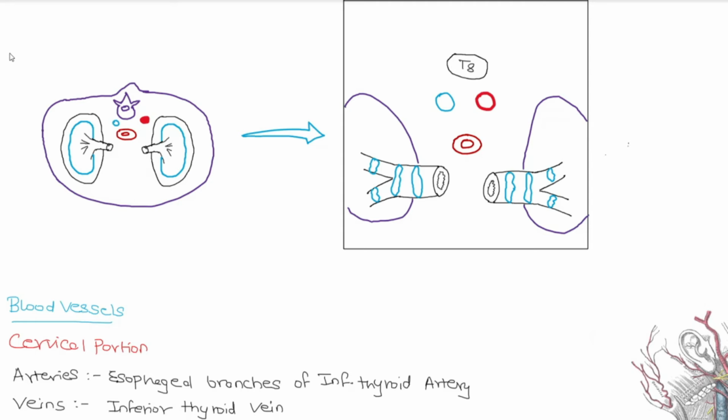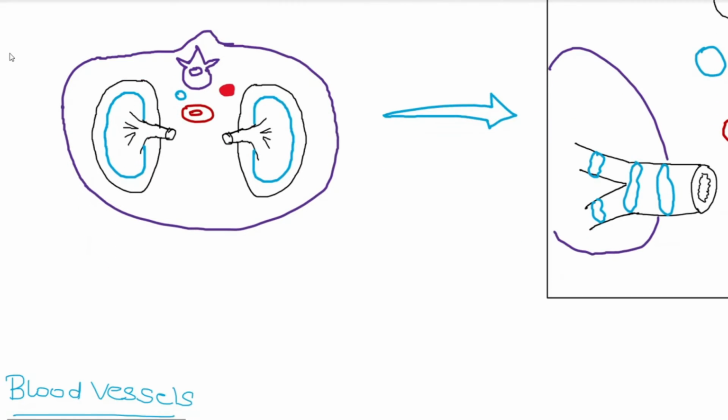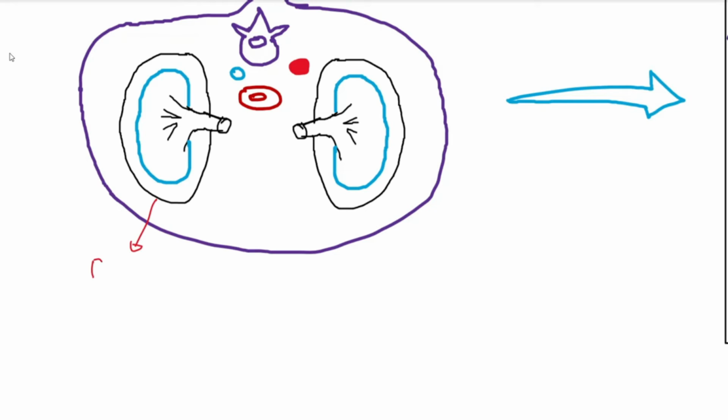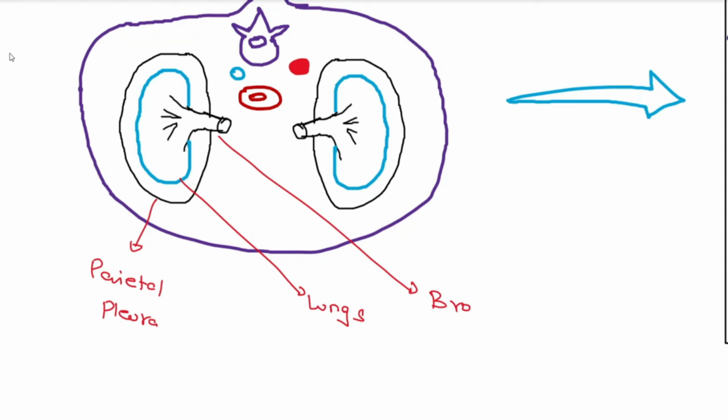Now here we have the cross section of the thoracic part of the esophagus. So here we can note this is the parietal pleura. Here in blue we have our lungs. Here I have drawn only the mainstem bronchioles, and here we have in brown the esophagus.